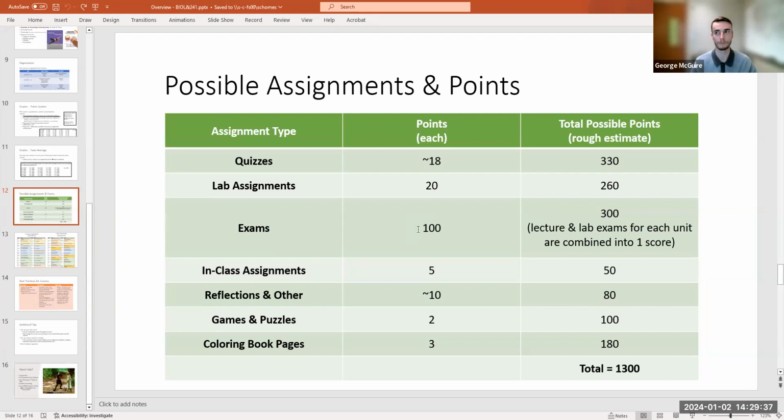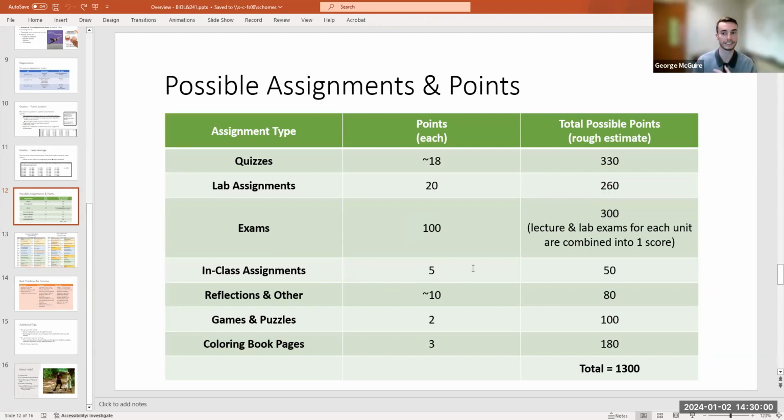Each exam, your performance on the lecture exam for Unit 1 and the lab exam from Unit 1 will be averaged together out of 100 points for that exam. So there's one exam grade per unit, so 300 points total.